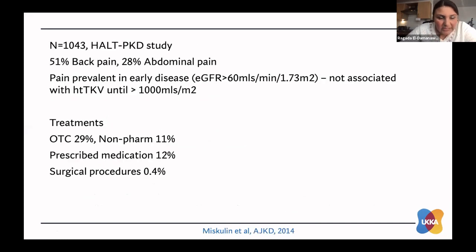Perhaps the biggest observational study which looked at pain in PKD was a cross-sectional study of over 1,000 patients who enrolled into the HALT PKD study. If you remember, this was the blood pressure control study using inhibition of the renin-angiotensin system in patients with ADPKD. And they completed a questionnaire at baseline. Again, over 50% had back pain, just over a quarter had abdominal pain chronically, and pain was prevalent again in early disease. But the interesting thing was that it wasn't actually correlated with kidney size until the kidneys got quite big. It's also interesting to note that a lot of patients were taking non-prescribed over-the-counter medications, and this is often not captured in our consultations.